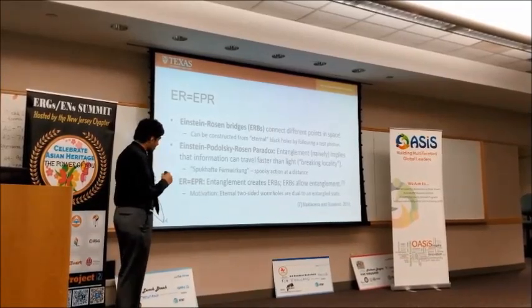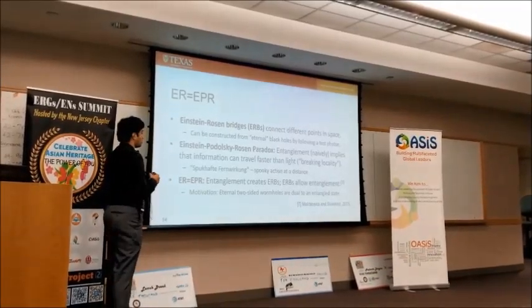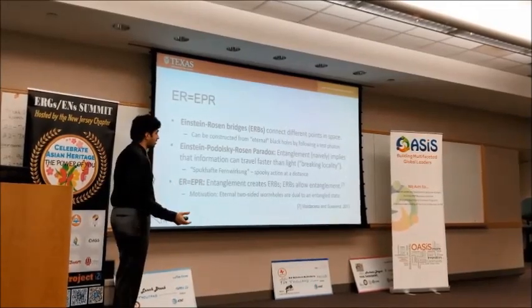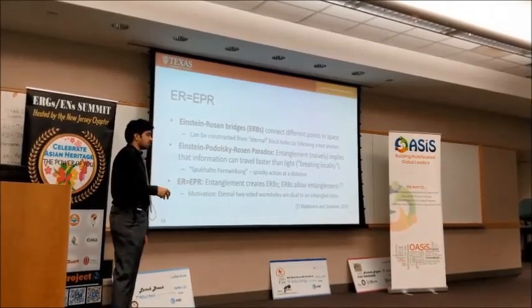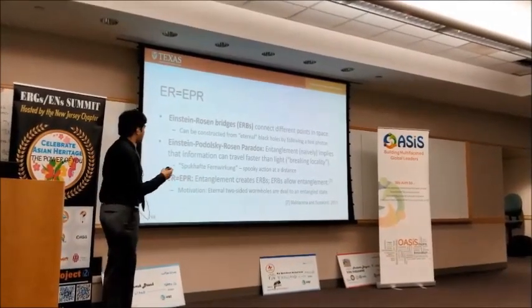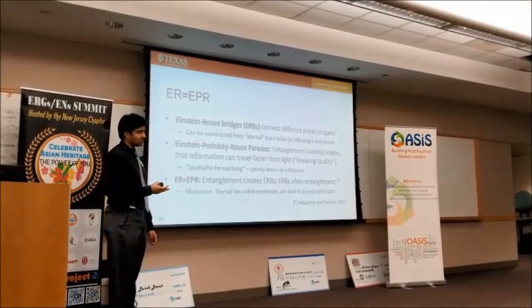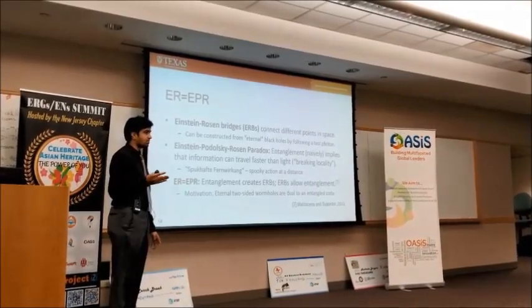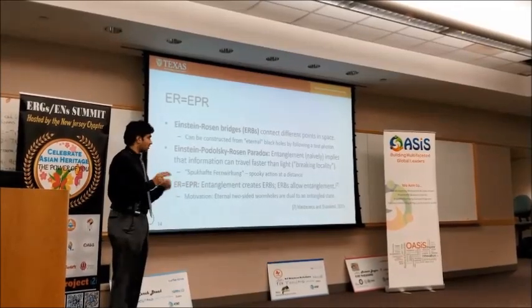Now, what ER equals EPR says, which is something that Maldacena and Susskind came up with together, like, I don't know, 5 years ago or so, is basically this idea that entanglement creates Einstein-Rosen bridges, and that Einstein-Rosen bridges allow for entanglement. So they're really two sides of the same coin.